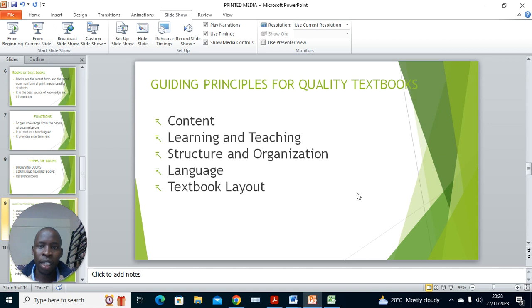Now, what are some of the guiding principles for quality textbooks? We have a few guiding principles that are highlighted. One, you need to check the content of the textbooks, learning and teaching, structure and organization, language, and textbook layouts. Those are the guiding principles for quality textbooks.